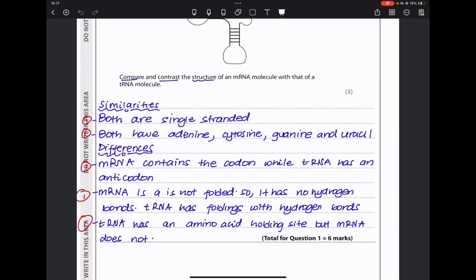Now the differences are messenger RNA contains the codon, while transfer RNA contains the anticodon. Messenger RNA is not folded, so it has no hydrogen bonds. Transfer RNA has foldings with hydrogen bonds between them. And then transfer RNA has an amino acid holding site, but messenger RNA does not.